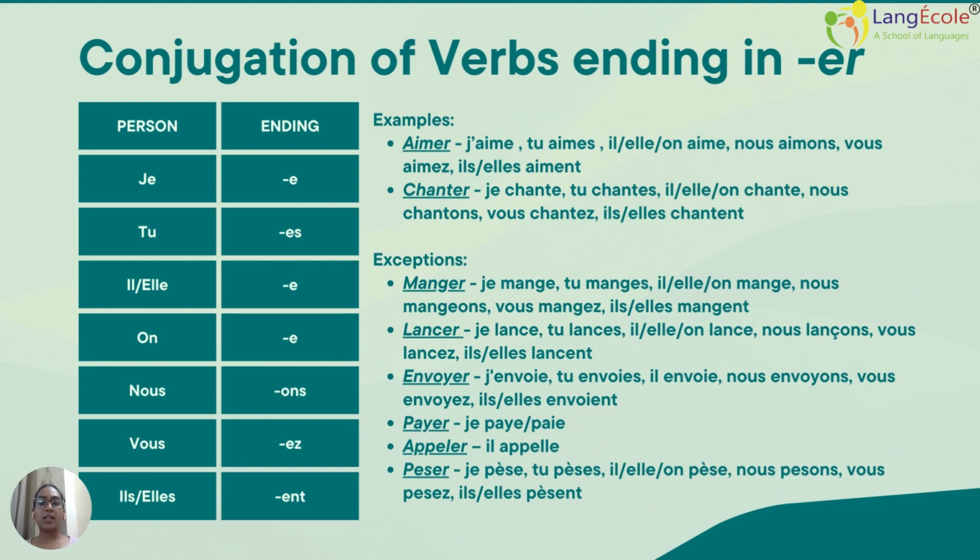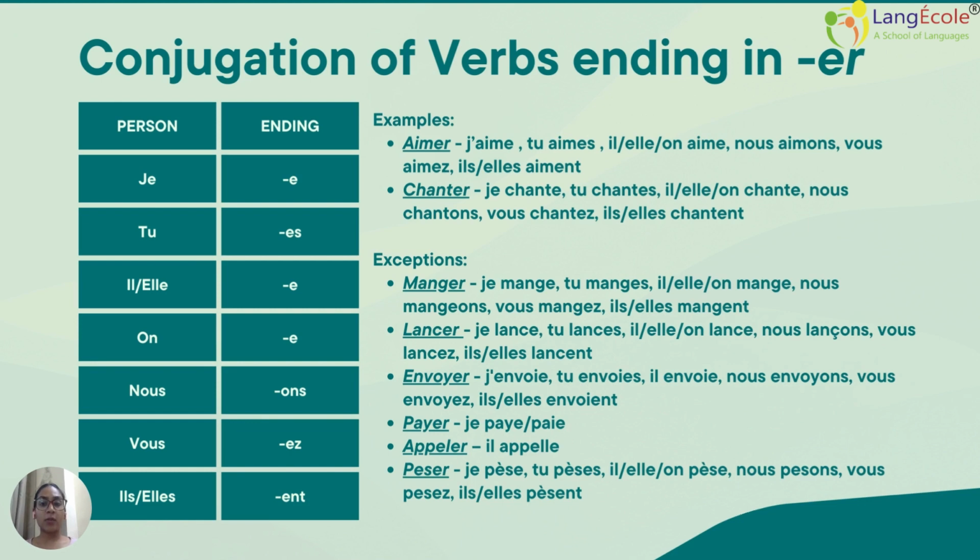For many verbs that end in ELER or ETER, the final consonant is doubled before a silent E. For example, in the appeler verb, the conjugation becomes il appelle. The spelling becomes APPELLE.